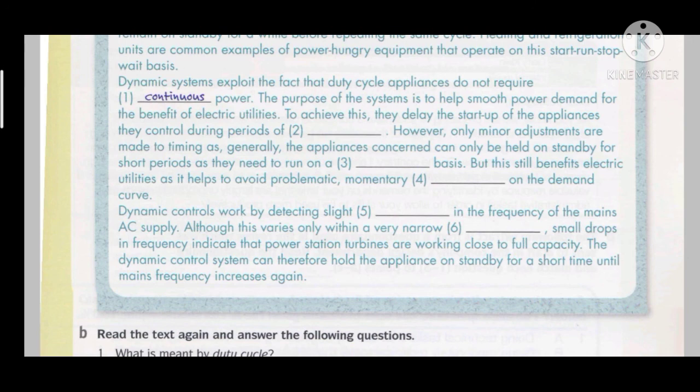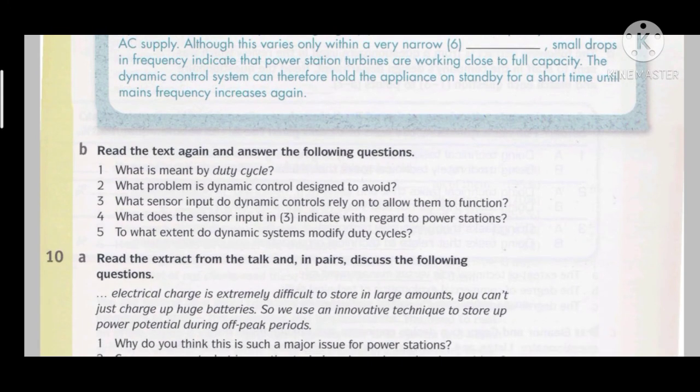Okay, so these are the questions, and that's it for today.